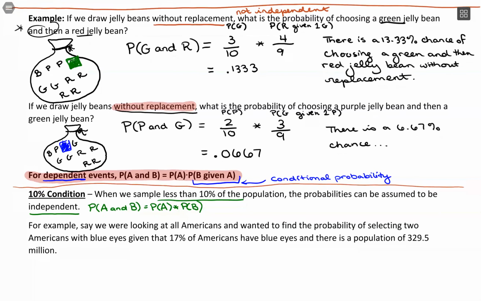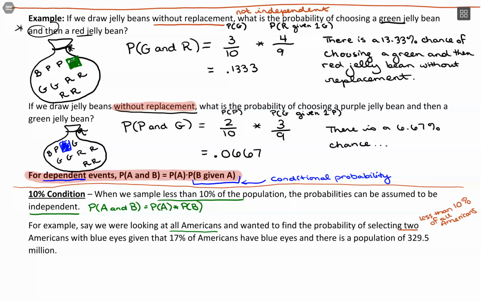Where it would work is in this scenario, if we're looking at all Americans, so that would be our population, and what we're going to do is select 2 Americans. Selecting 2 out of all Americans is definitely less than 10% of all Americans. So with this, we're sampling a small group from a much larger entity.